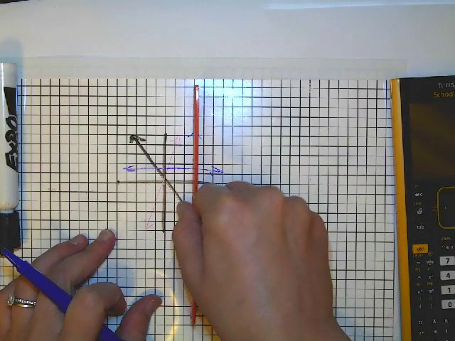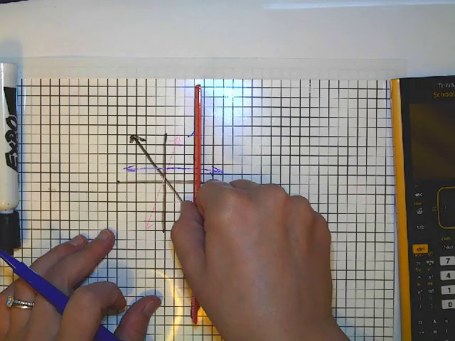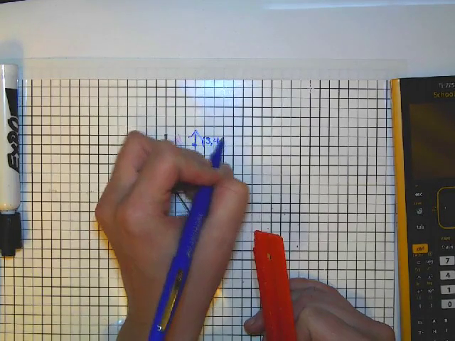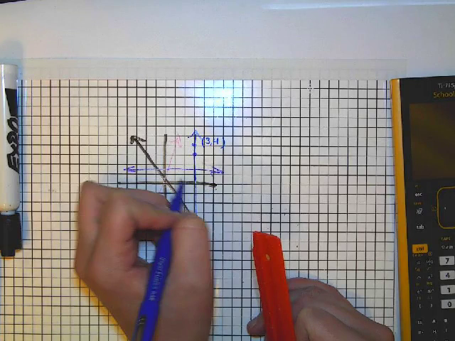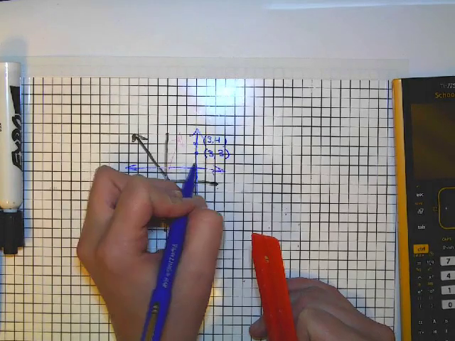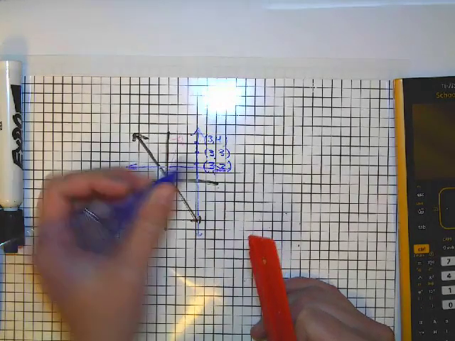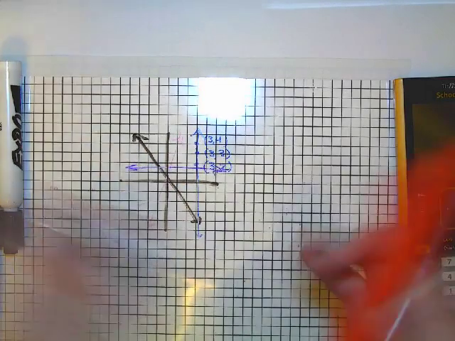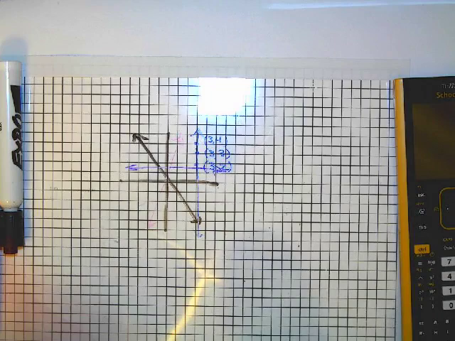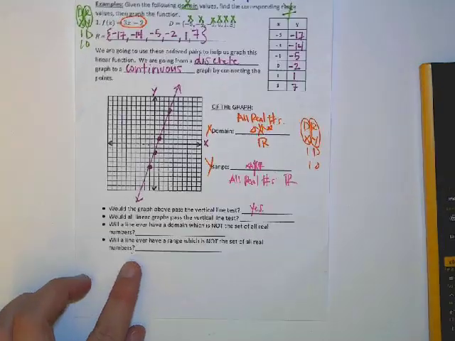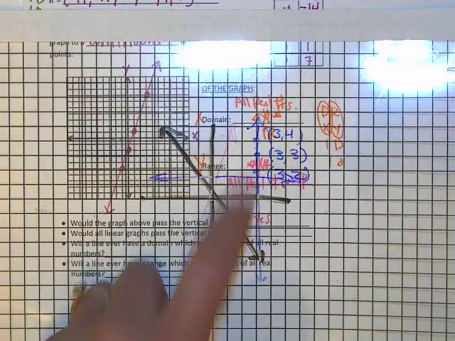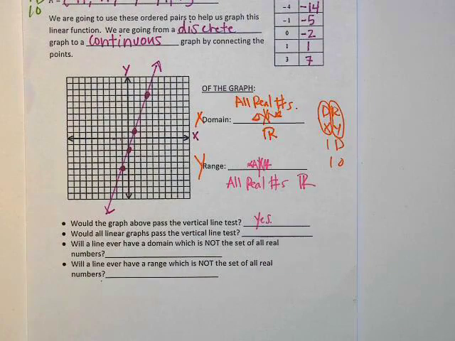Dot on this same x is 1, 2, 3, 1, 2, 3, 4. 3, 4. If I plot this point, this would be 3. This one. They all have the same x. Would that pass the vertical line test? No. Every vertical line except the up and down one.